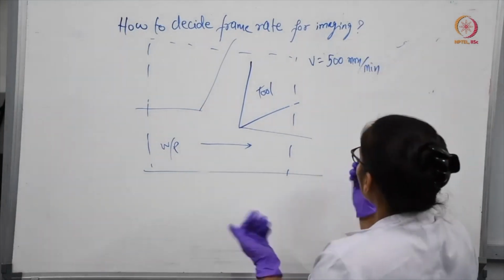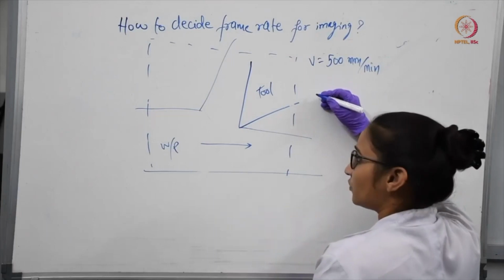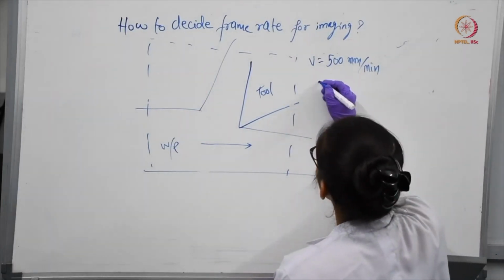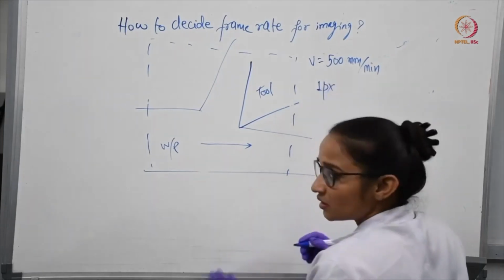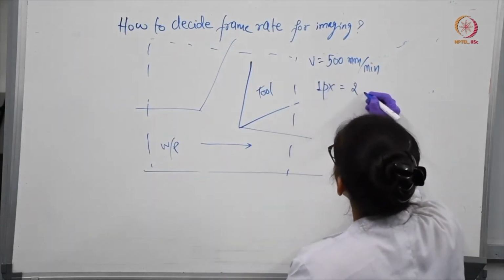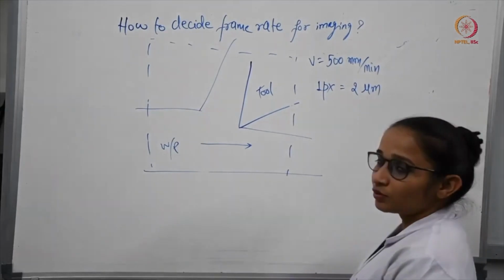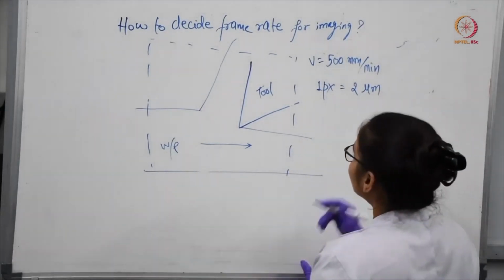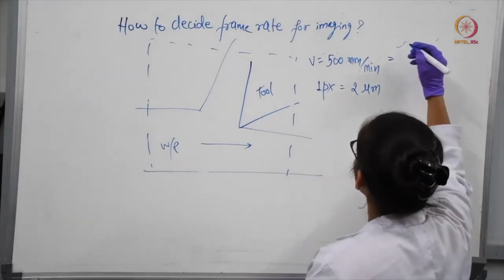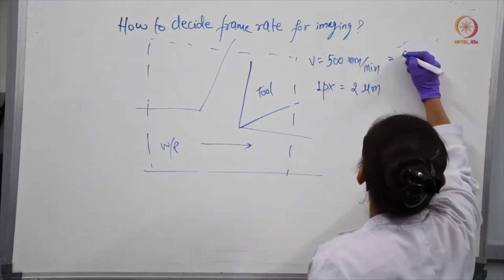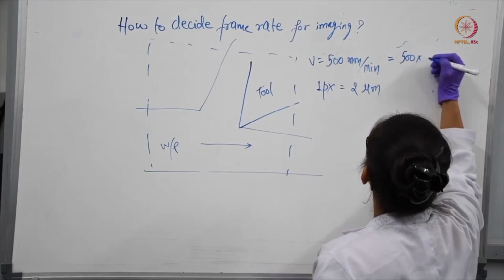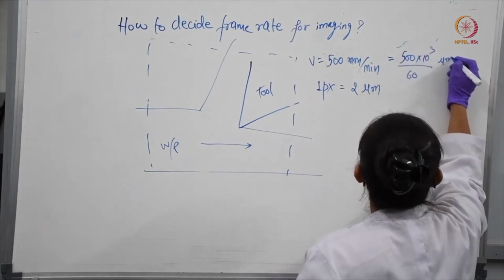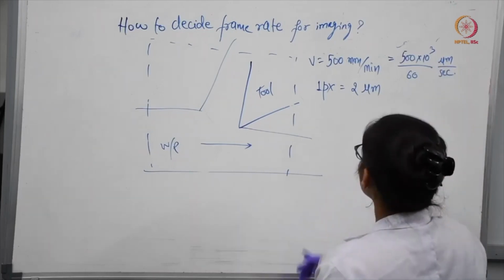Based on what lens system we use, right now the scale of my lens system is such that 1 pixel of an image corresponds to 2 microns. So that will be 2 microns per pixel. Let us convert the velocity into microns per second. So we have 500 into 10 power 3 by 60 microns per second.